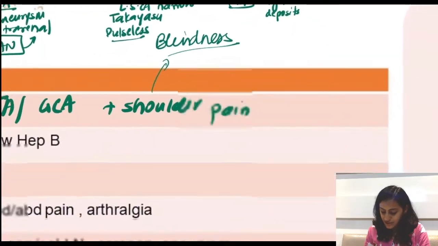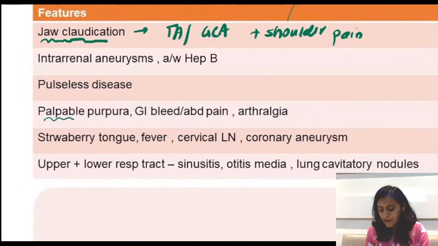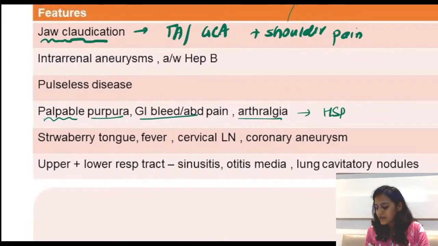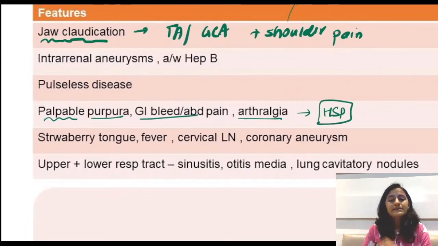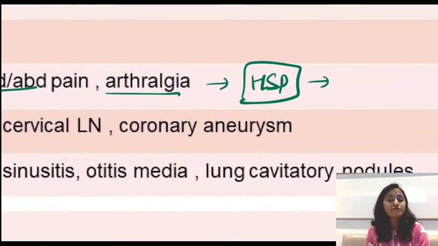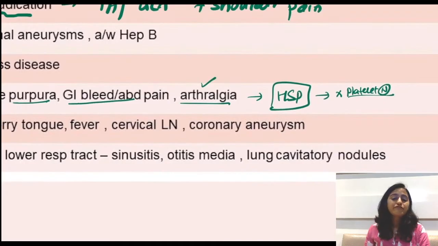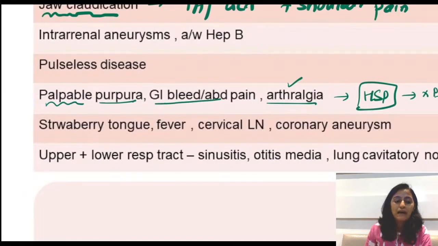The classical history here will be palpable purpura, GI bleed or abdominal pain, plus arthralgia. This is the history in HSP. Basically, the purpura here is not because of thrombocytopenia, it's because of the vasculitis, the immunologic phenomenon. So remember that the platelet counts are not decreased here. The platelet counts are going to be normal. Very, very important. Very good, Neha.